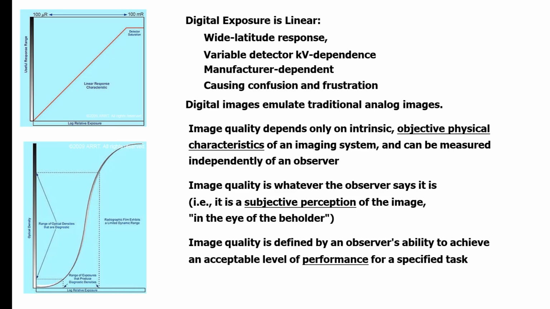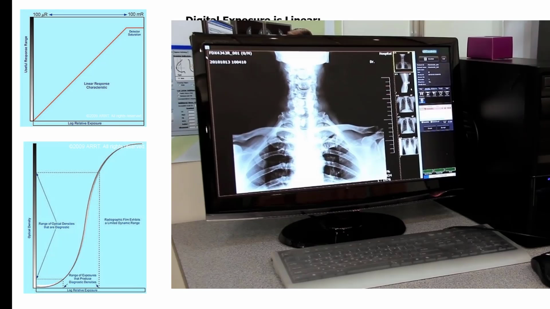Imaging quality, however, is in the eye of the beholder. It's subjective. Whatever the person's looking at would be the image quality. So image quality is defined by the observer's ability to achieve an acceptable level of performance for a specific task. Does this mean that we should be able to choose the amount of data that is required for the image?